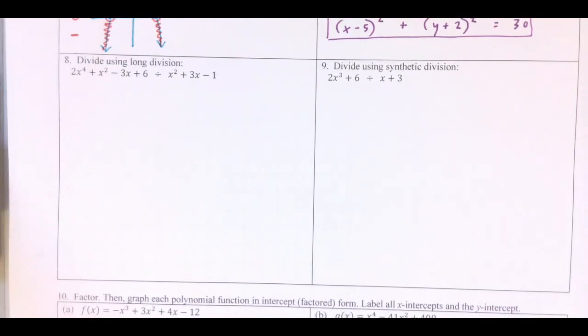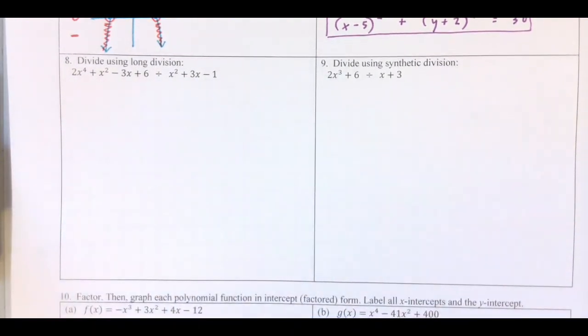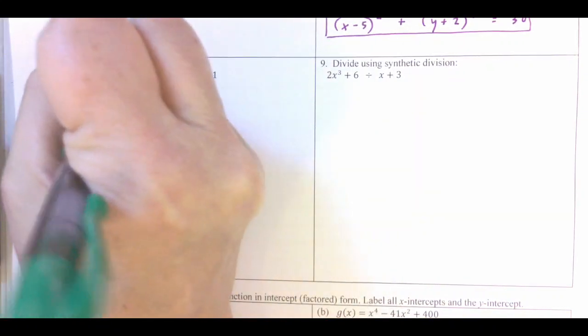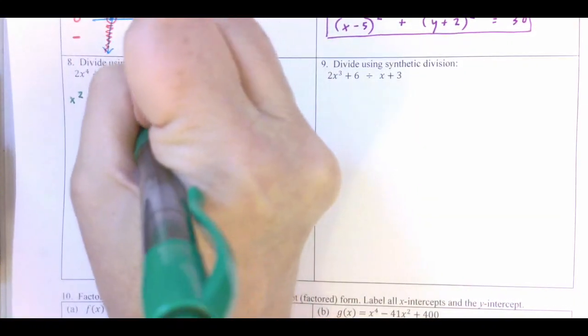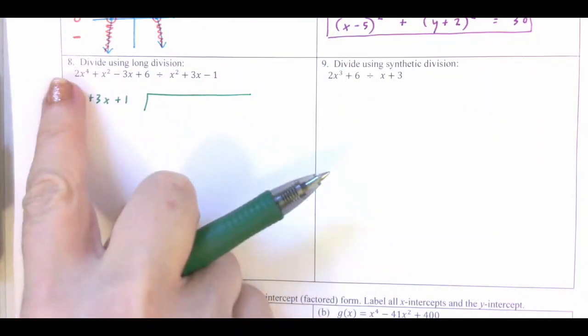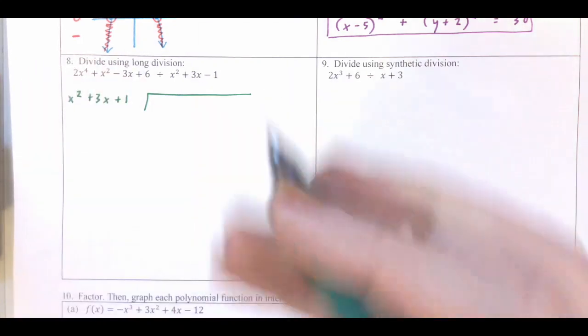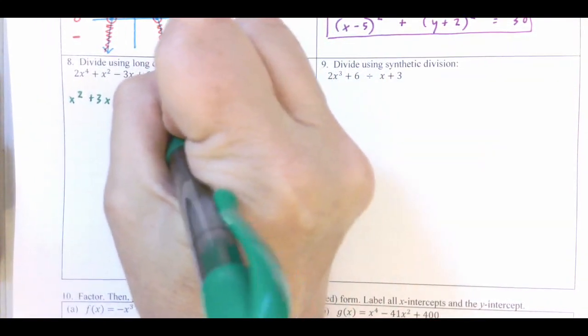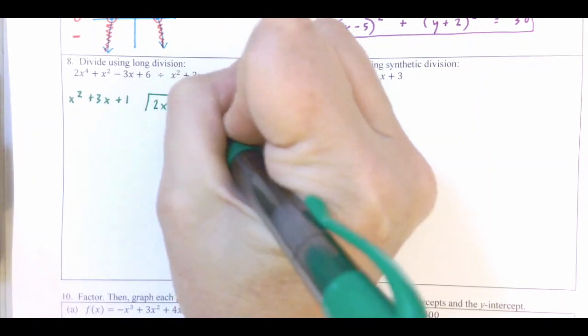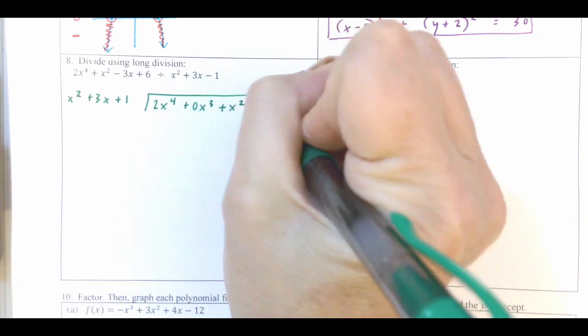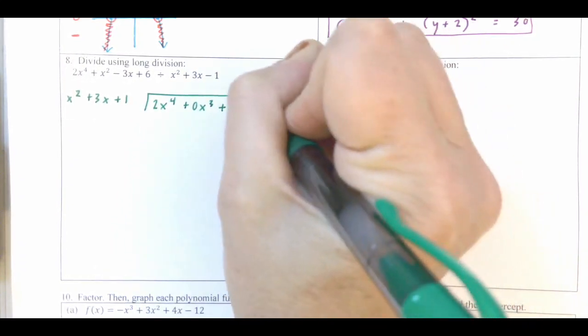Okay, next is practicing our divisions. So long division, synthetic division. So if I start with long division, this is what I'm dividing out. So I have x squared plus 3x plus 1. And I'm dividing it out of this. Now I don't have a cubic term, so I got to hold its spot with a 0. So I have 2x to the 4th plus 0x to the 3rd plus x squared minus 3x plus 6.